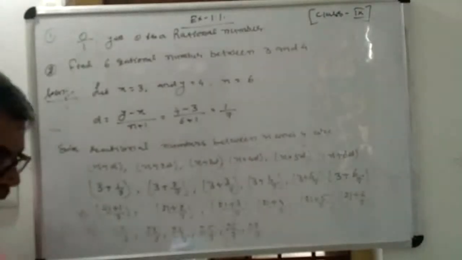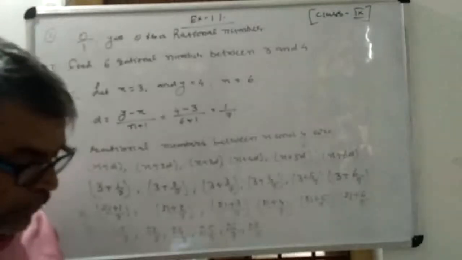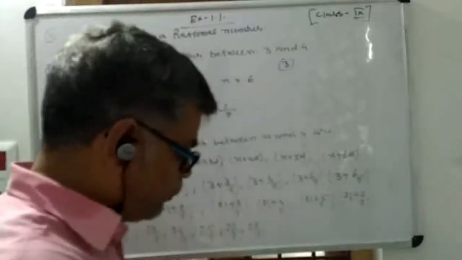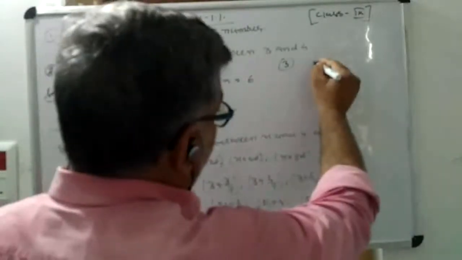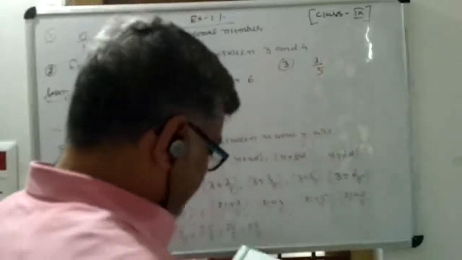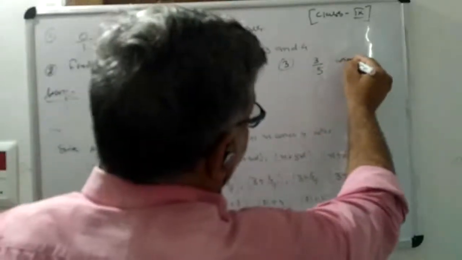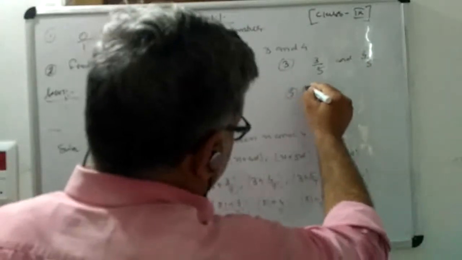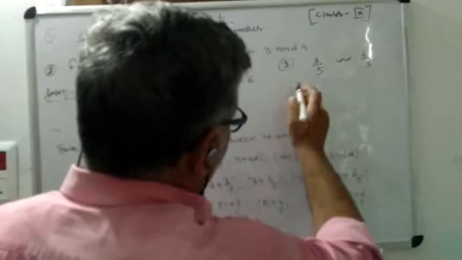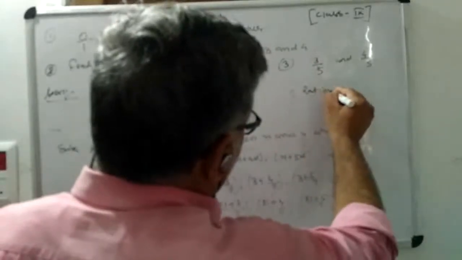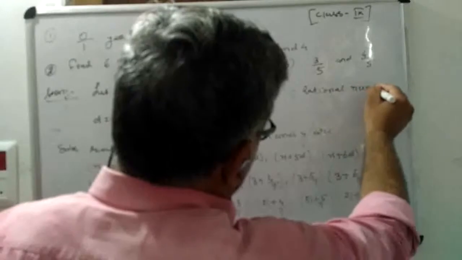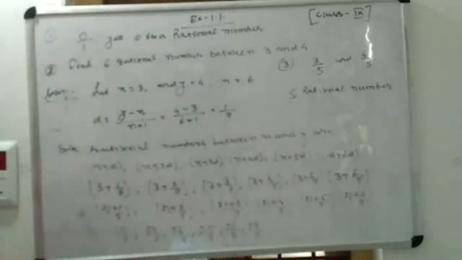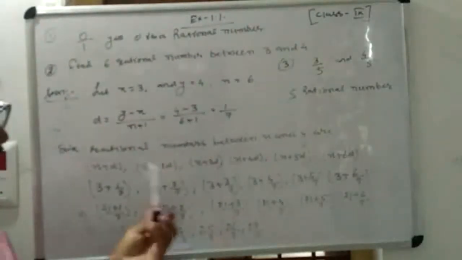Now the third question, I am not going to solve this, you have to do it by yourself. You need to find 5 rational numbers between 3 by 5 and 4 by 5. So children, for solving this, you just follow the same rule, the same pattern.